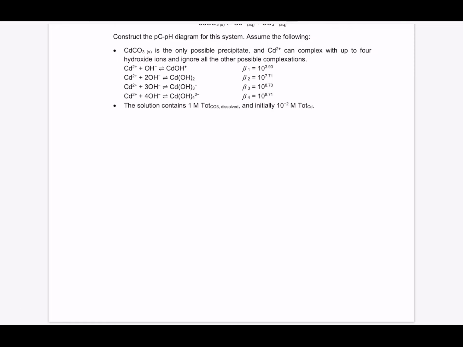Okay, so the first thing, this is the most important step, is to look at the diagram for the whole system. This is what I mentioned before. First thing is we have cadmium 2+. It will complex with up to 4 hydroxide. So that means 1 ligand, which is hydroxide, up to 4. So that means it generates up to 4 species.